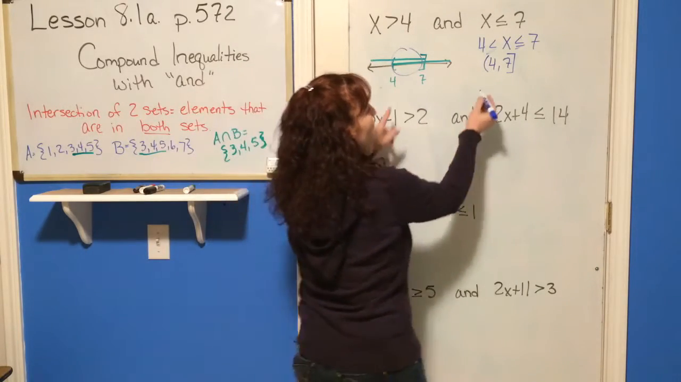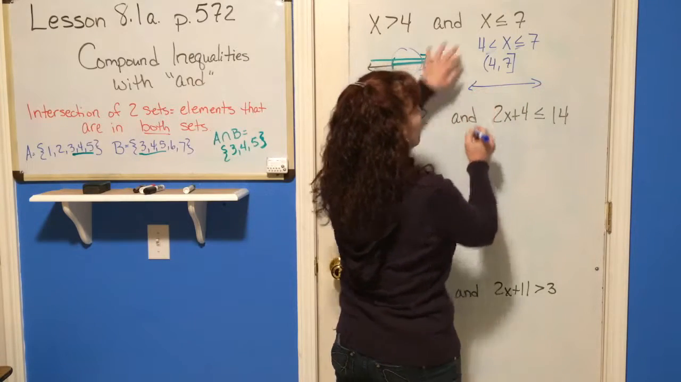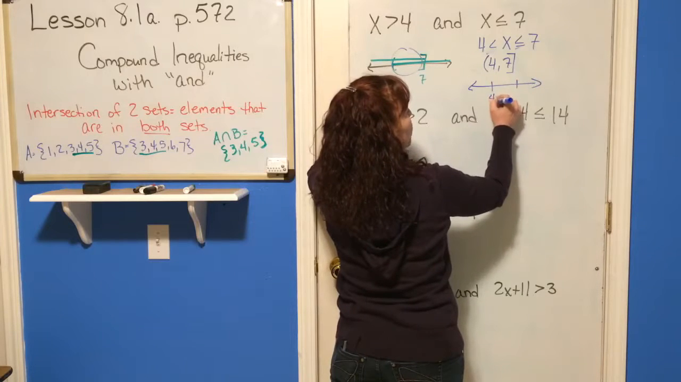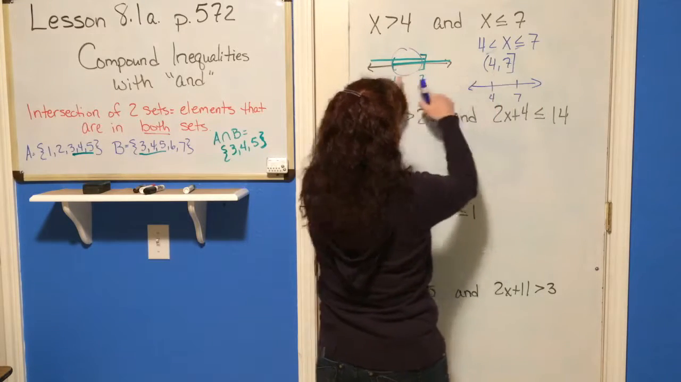Okay, and then your graph is going to be, so we've got 3 different ways to show our answer. The graph is going to be exactly what we have here. 4 and 7 are the endpoints. It's going to look just like this.